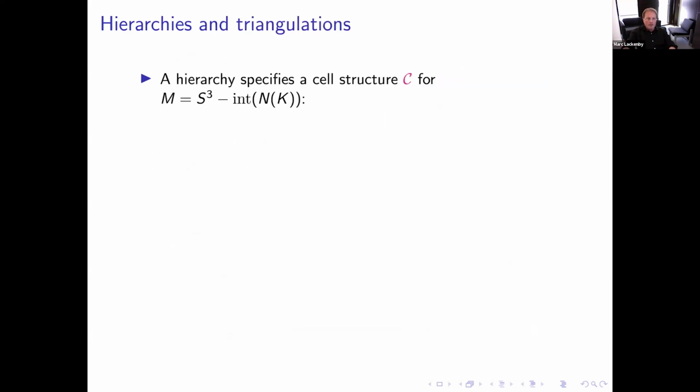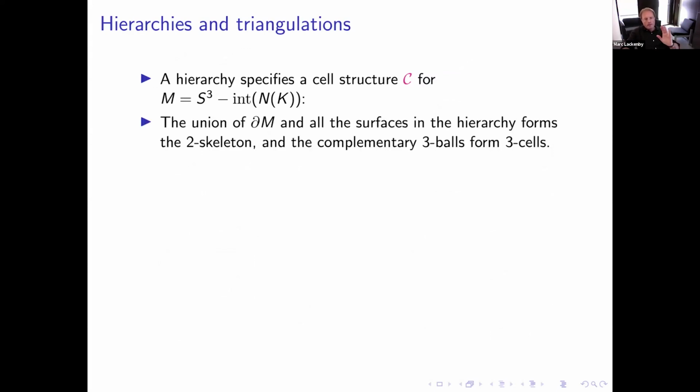So how did Haken use hierarchies? Well, a hierarchy specifies a cell structure for the exterior of the knot. Best not to think about the three cells just yet. What's the two skeleton? Well, the two skeleton is the union of the boundary of the manifold, the toral boundary, together with all of the surfaces in the hierarchy.